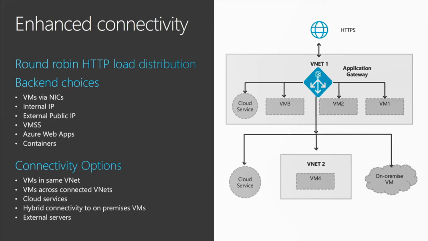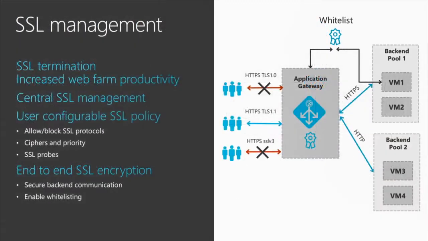We also can do it the other way. You can have your on-premises VM connecting through an ILB IP to application gateway and then routed to VMs which are within Azure as backend pool members. So you can do it both ways. We offer full hybrid connectivity over there.